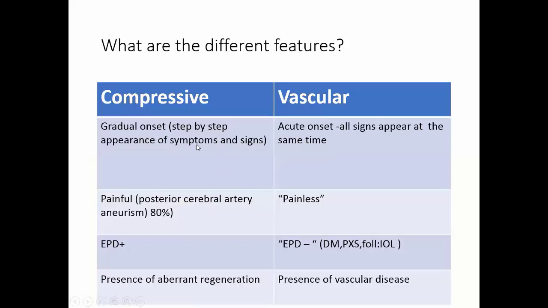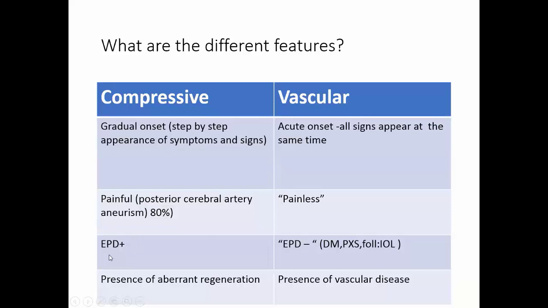Few features to differentiate between the compressive and vascular. The compressive is gradual, with step by step appearance of symptoms and signs, whereas in vascular, everything happens at the same time because it's a vascular event. Then compressive ones are usually painful. About 80% are painful due to posterior cerebral artery aneurysm. Vascular ones are generally painless, but sometimes diabetic patients complain of pain when there is double vision, and also sometimes patients non-discretely say pain when they have headache because of the double vision.